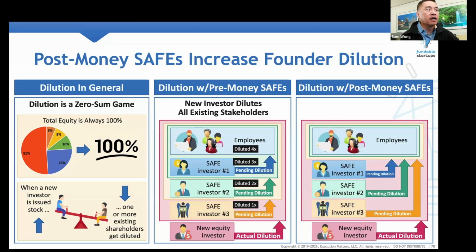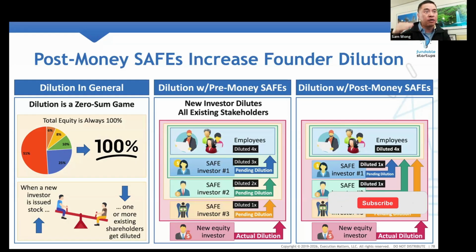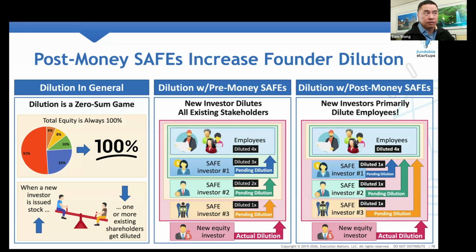three safes. It results in actual dilution of everybody, which basically means the safe investors one, two, and three get diluted one time, and the employees get diluted four times. The difference in the amount who gets diluted, again, when the new investors come in, somebody goes up, somebody has to come down because only the employees are getting diluted with a post-money safe. That's why employees get extra dilution. New investors with a post-money safe will primarily dilute the employees.